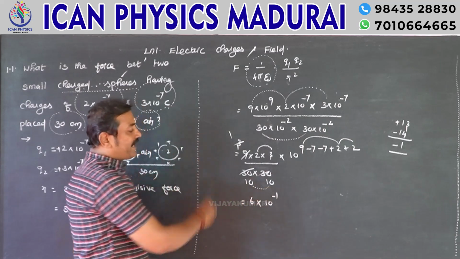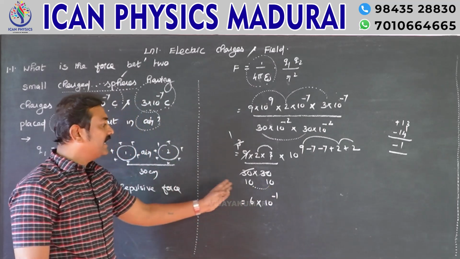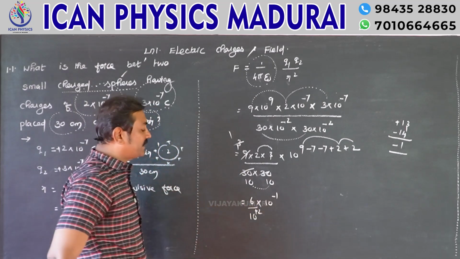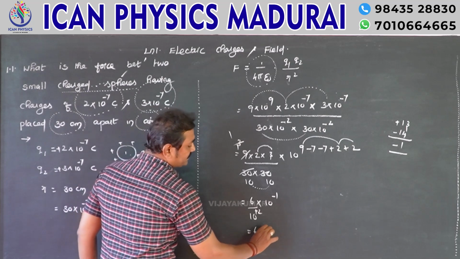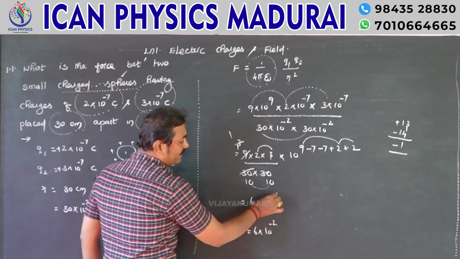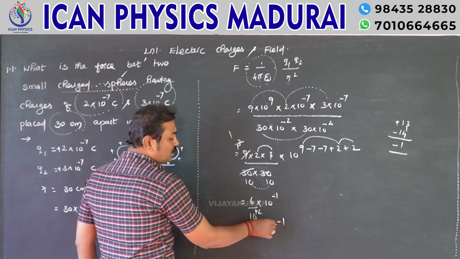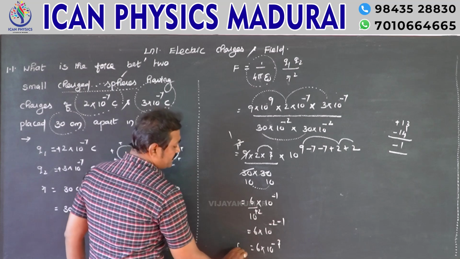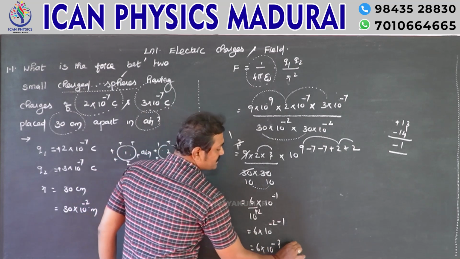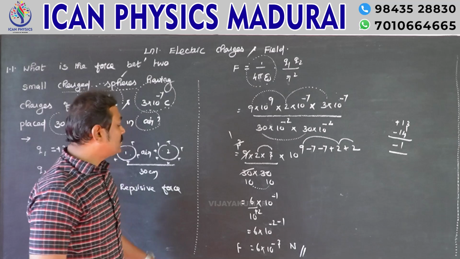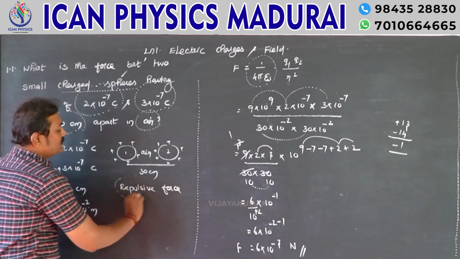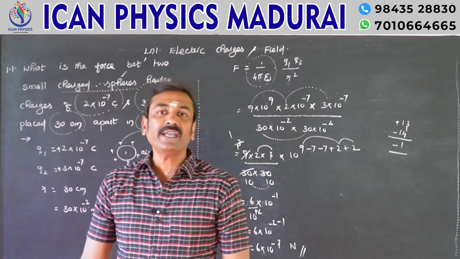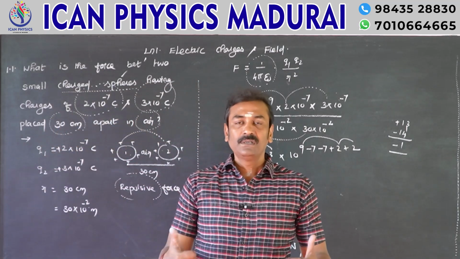In the denominator, we have 10 into 10, that is 10 squared. The plus 2 goes to the numerator as minus 2. So 6 into 10 to the power minus 2. Already we have minus 1, so minus 1, minus 2, minus 3. So 6 into 10 to the power minus 3 is the force. The unit of force is Newton. So this much repulsive force is experienced by two positively charged spheres. Okay, do you get it now? Do you have any doubt? No doubt.